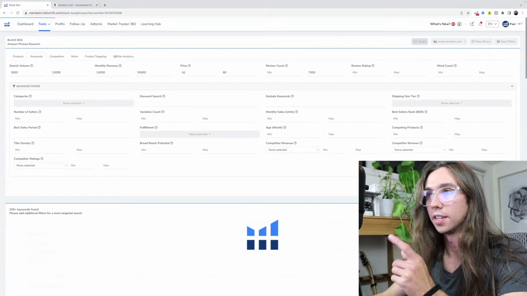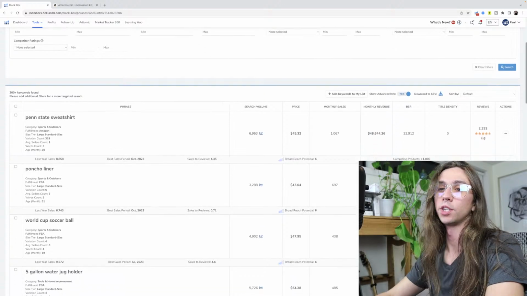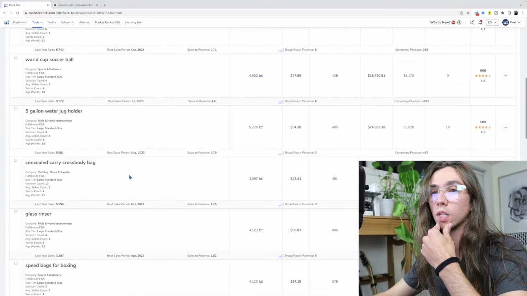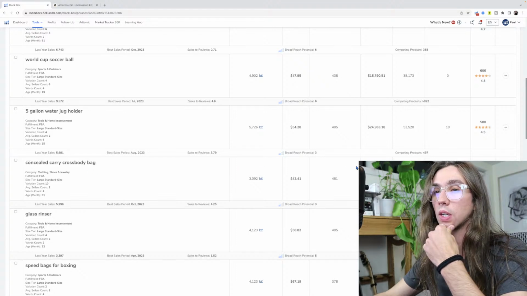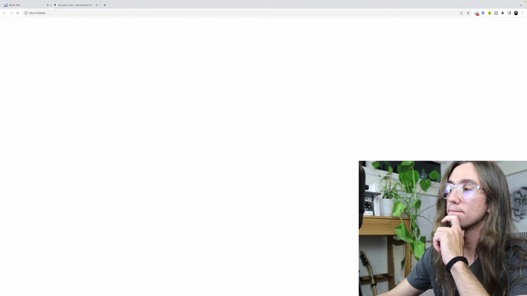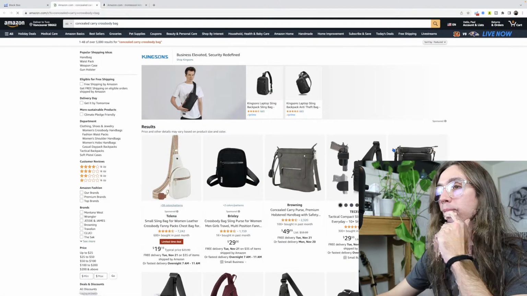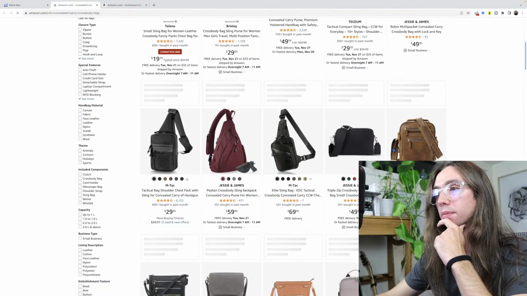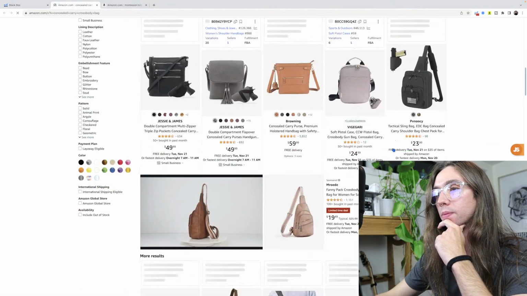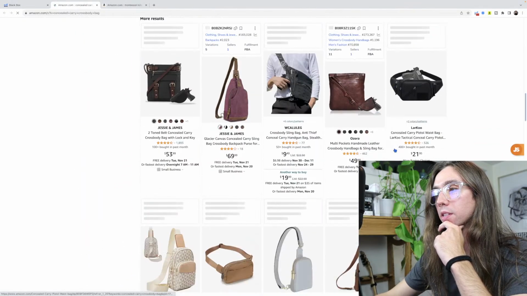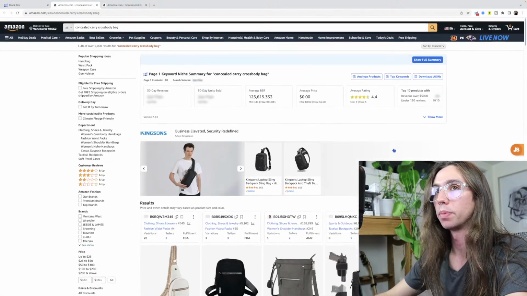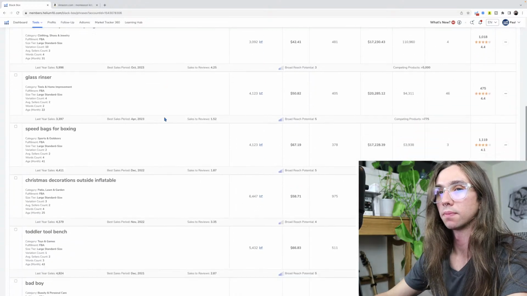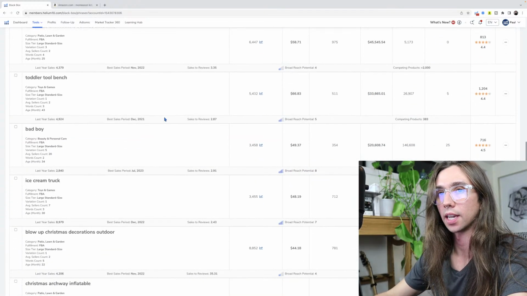The one thing I didn't mention is the one I ended up changing. So let's see. Concealed carry crossbody bag. What are we talking? No, that's too opinionated. It's so design based. Gonna be hard to get that one right.